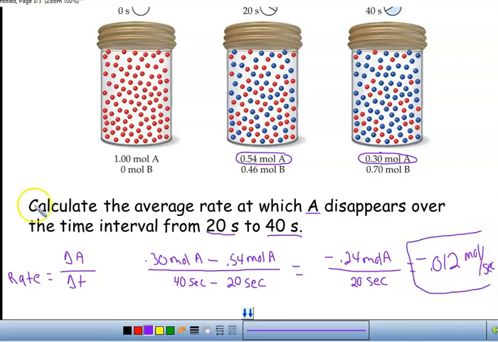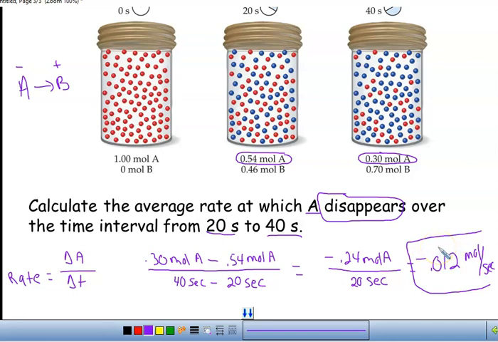All right, so why is it negative? Do you remember our equation was A going to B? A is disappearing, B is forming. So we're losing A and we're gaining B. Does that make sense? You're losing A, going to B. You can see it with the red dots. So that's what that negative means. That negative means disappears. It's going away.